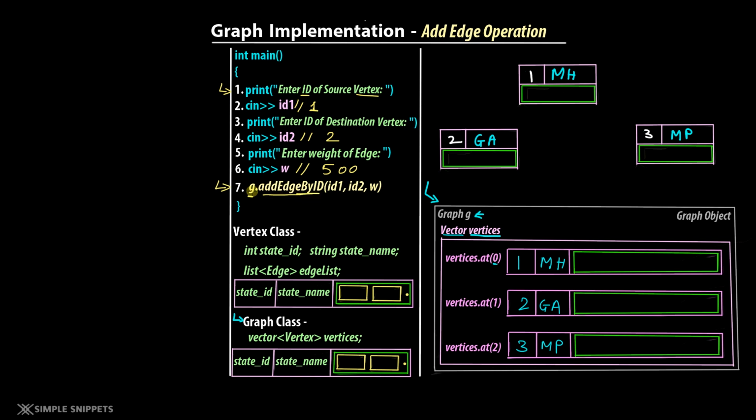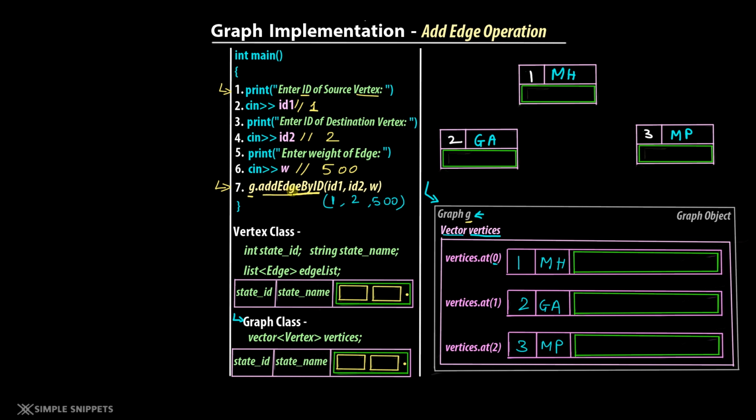by ID. So G is nothing but the graph object G, correct? Inside the graph class, we will have a function, our own user defined function, which will say add edge by ID. This is our own name. We will pass these values that we take from the user. What are these values? ID1 is 1 for the source vertex, ID2 is 2 for the destination vertex and the weight is nothing but 500. Alright. So these are the three things that we will pass in this add edge by ID.